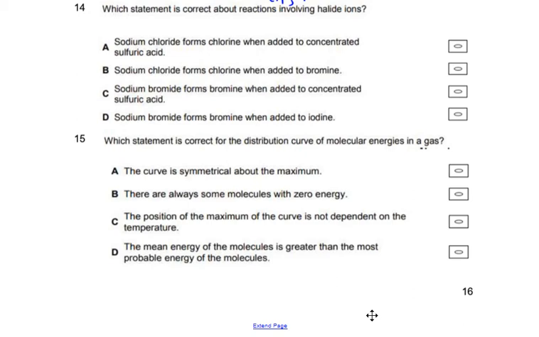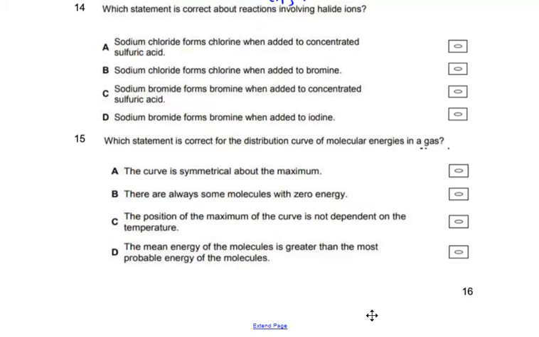Question 14 on Test A, Section B, is asking about the redox reactions of Group 7 elements again. You have to identify the correct statement. In A, it says sodium chloride forms chlorine when added to concentrated sulfuric acid. That is not true. When sodium chloride reacts with concentrated sulfuric acid, an acid-base reaction occurs, but the chloride ion is an insufficiently strong reducing agent to react with the conc sulfuric acid.